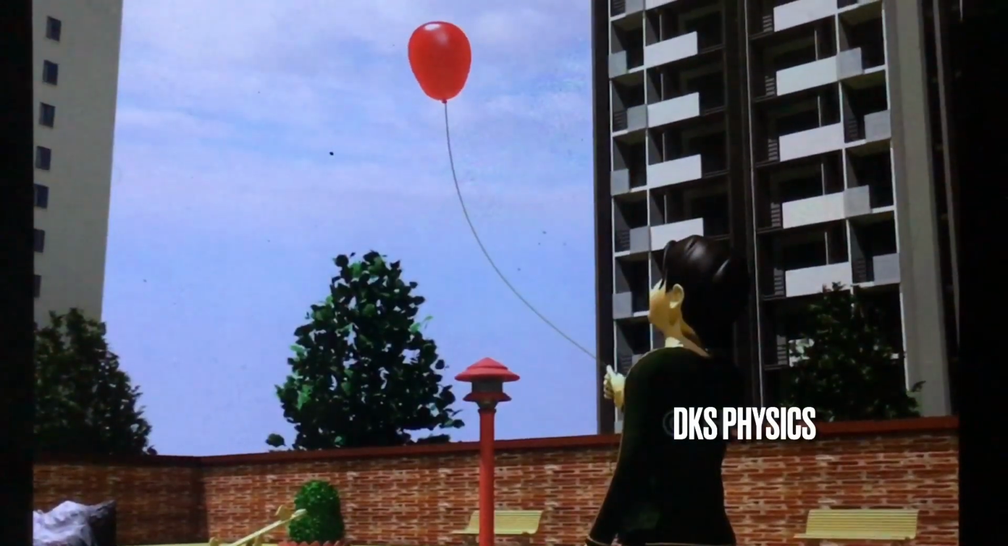Sam is holding a balloon filled with helium gas. Do you think the balloon is also experiencing a buoyant force?